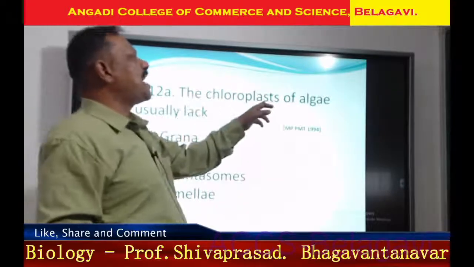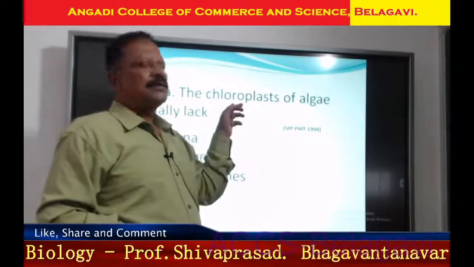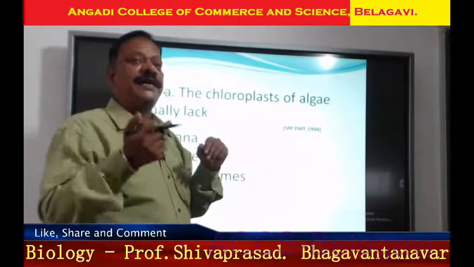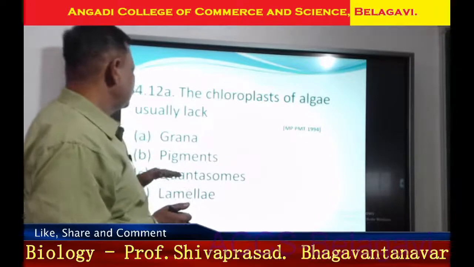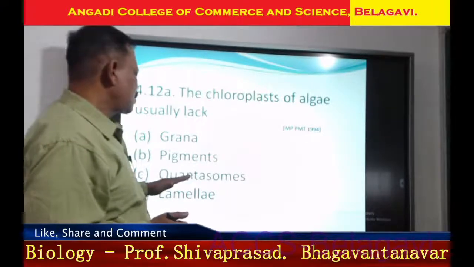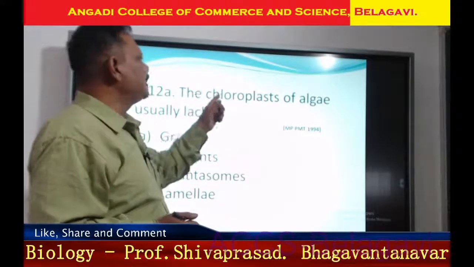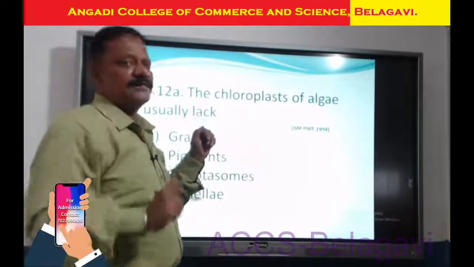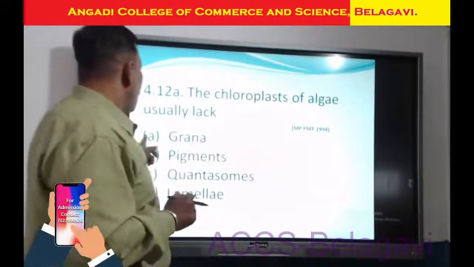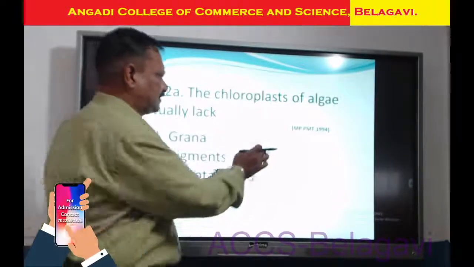The chloroplast of algae usually lacks what? What is it not containing? Just see: grana, pigments, quantasomes, then lamellae. Usually algae have chloroplasts, but the chloroplasts do not contain grana. So option A, grana, is the correct answer. We'll move to the next.